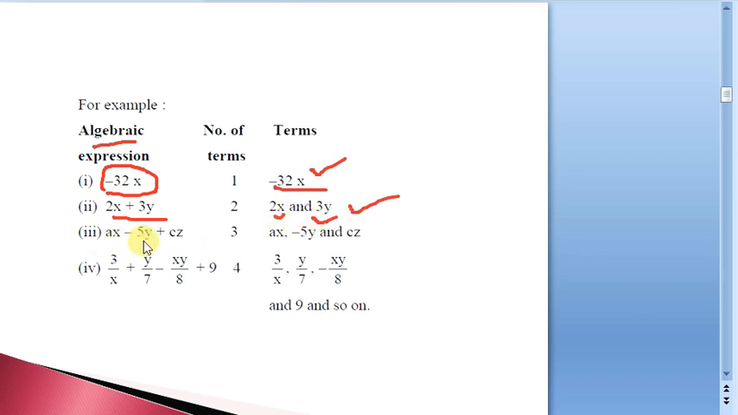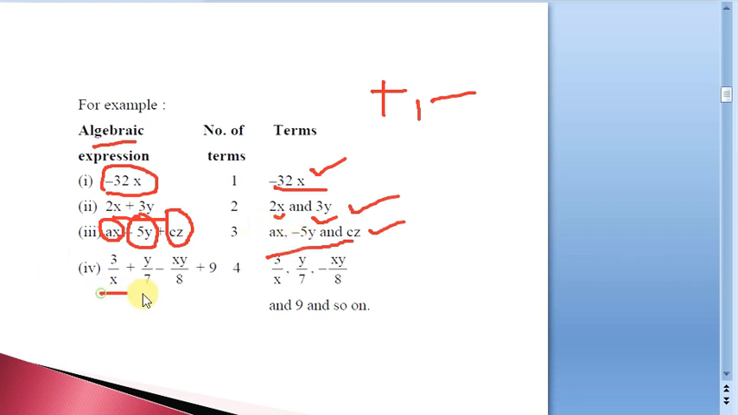Now see ax minus 5y plus cz is one more example given to you. So ax as a whole is one term, minus 5y is one more term, plus cz is going to be another term. Why? Because here ax and 5y are separated by a negative sign, and minus 5y and cz are separated by a positive sign. As we know, to count the number of terms, we always focus on the plus sign and minus sign in between. So these are the terms involved in this particular expression.